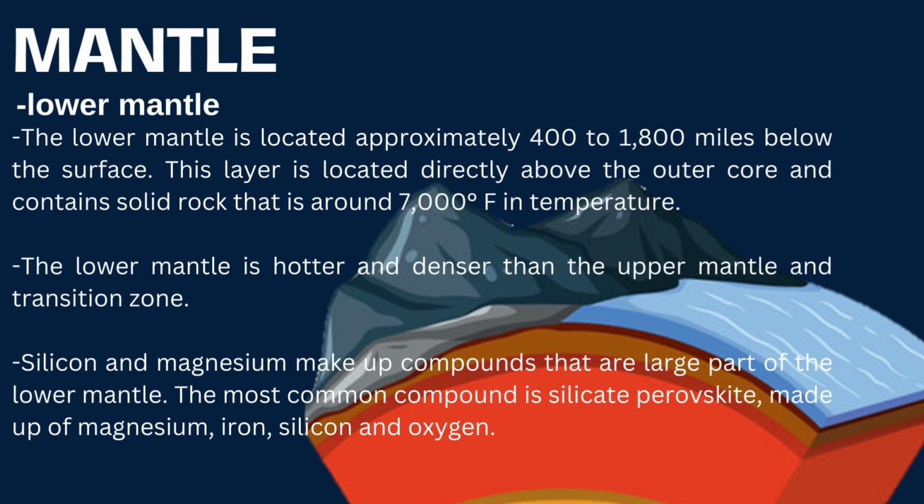The lower mantle is located approximately 400 to 1,800 miles below the surface. This layer is located directly above the outer core and contains solid rock that is around 7,000 degrees Fahrenheit in temperature. The lower mantle is hotter and denser than the upper mantle and transition zone. Silicon and magnesium make up the compounds that are a large part of the lower mantle. The most common compound is silicate perovskite, made up of magnesium, iron, silicon, and oxygen.